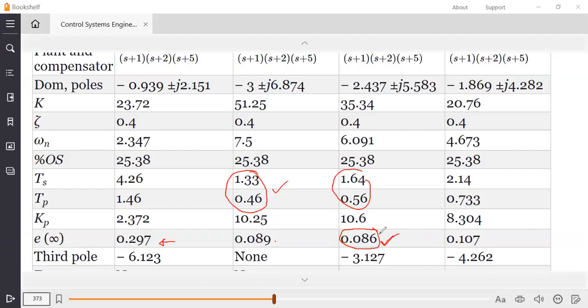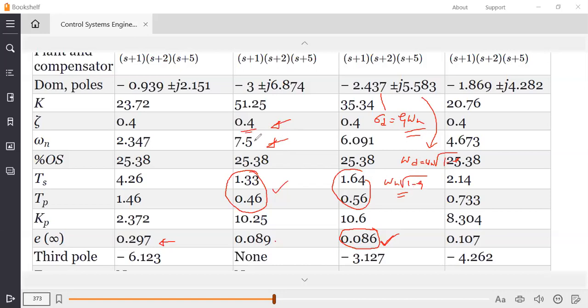So now I think you already know how to figure out the value of zeta. This is your sigma d. Sigma d is nothing but zeta omega n, and this is your omega d. Omega d is nothing but omega n root over 1 minus zeta square. So if you compare these two values, from this you can easily find out what should be the value of zeta as well as what should be the value of omega n.